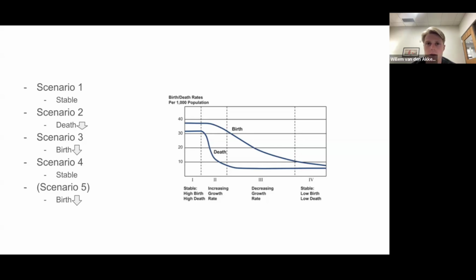Scenario 4 is where both birth and death rates are low, meaning that's stable. This is pretty much what we live in today. We see this in Japan, South Korea, the US, and Western Europe.